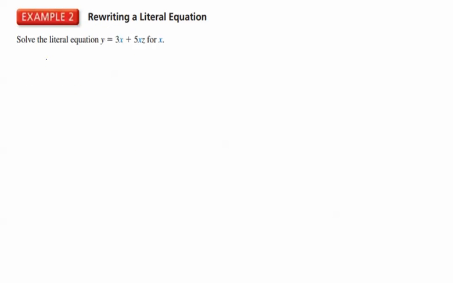So in the next example we have y is equal to 3x plus 5xz, and we still want to isolate the x, or to solve for x. The problem here is that we have two x's. And right away some students might think, well, let's combine the 3x and the 5xz. But actually the 3x and the 5xz are not like terms, so they can't be combined together. So we're going to have to use another strategy for this type of problem. And that strategy is called factoring.